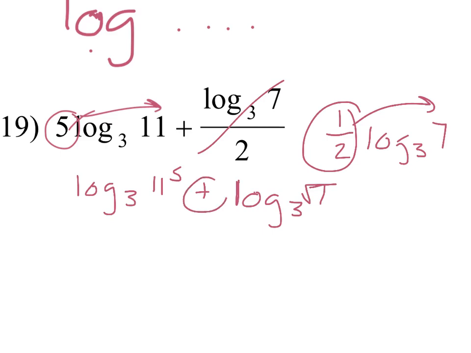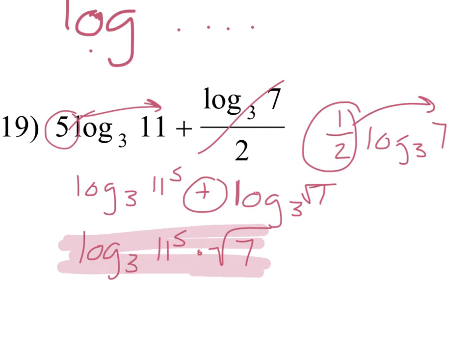And now since we're adding them, we just multiply them together. So we're going to have one single log base 3, 11 to the 5th power times the square root of 7. Any questions here?